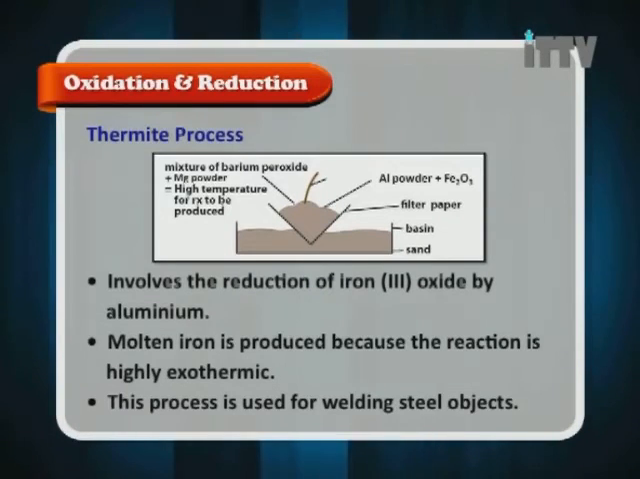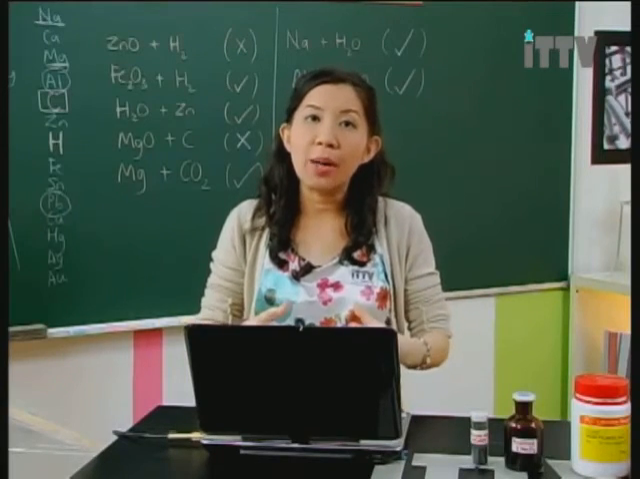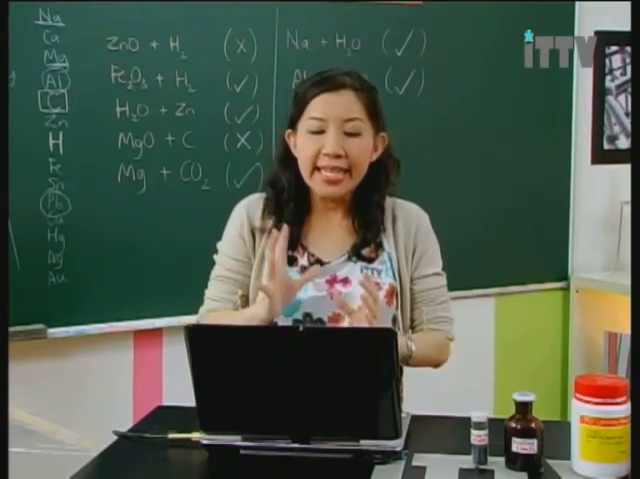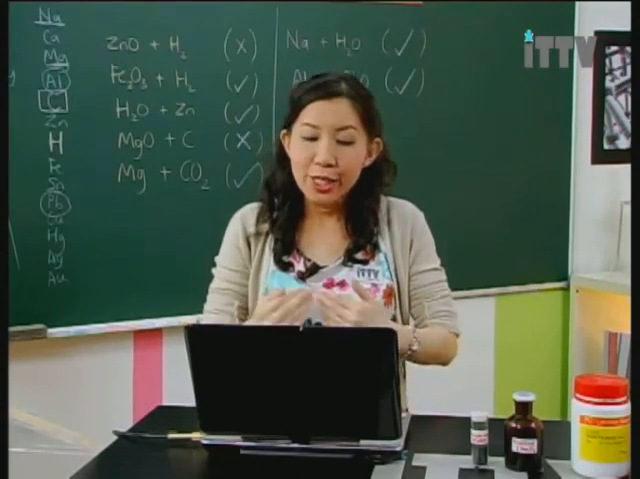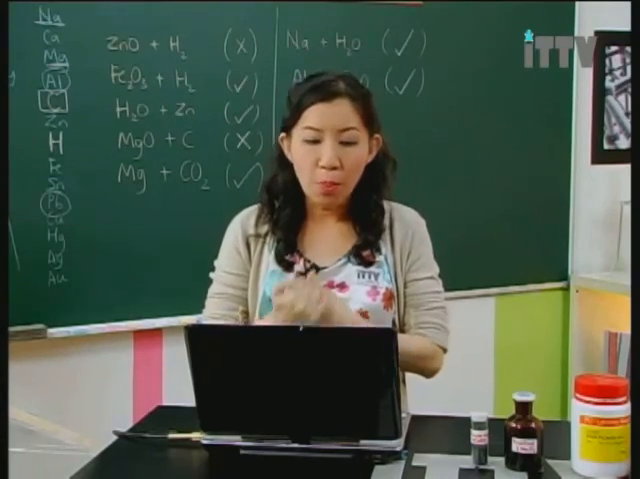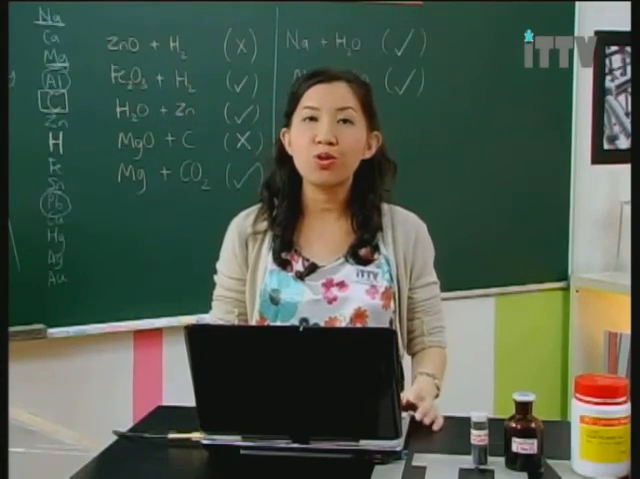Next up, let's look at the thermite process, and this involves the reduction of iron trioxide by aluminium. Molten iron is produced because the reaction is highly exothermic. This process is used for welding steel objects. So this is another method to actually extract iron from its oxide, but this time we don't heat with carbon, but we actually heat with aluminium, and this process produces also molten iron, and we use this process for welding.